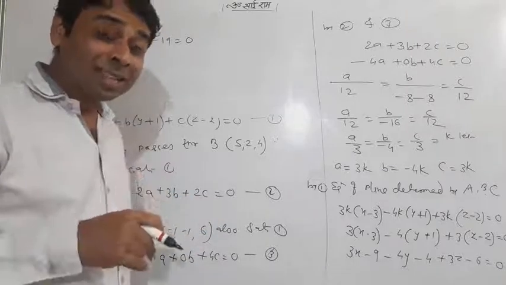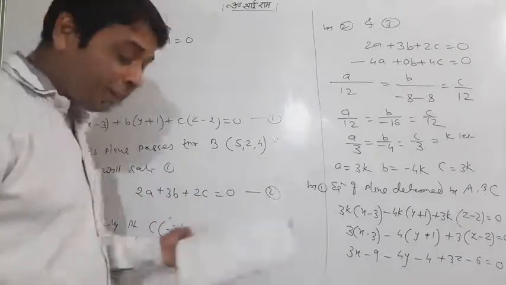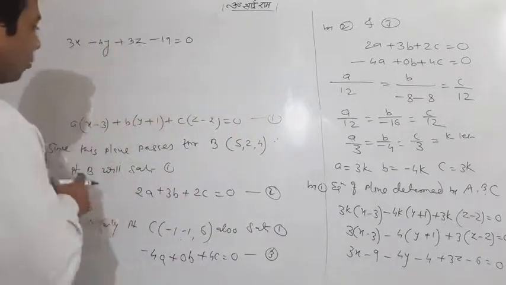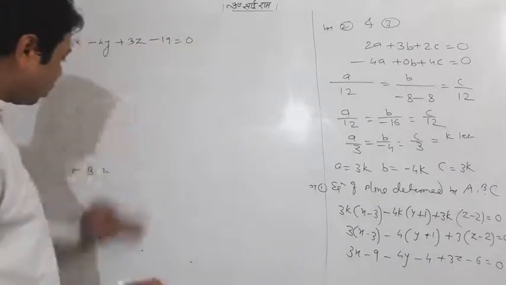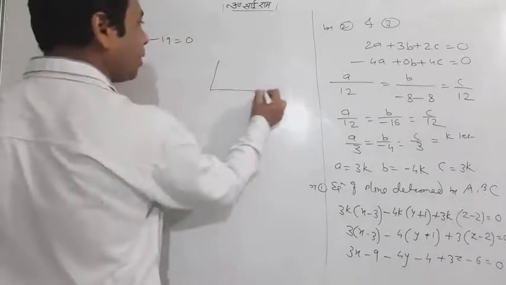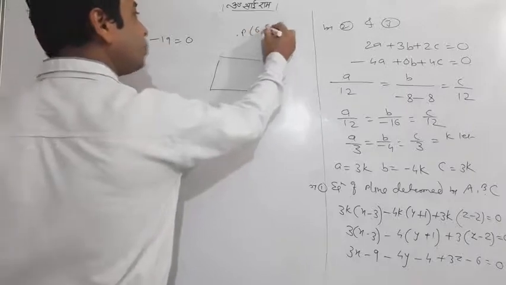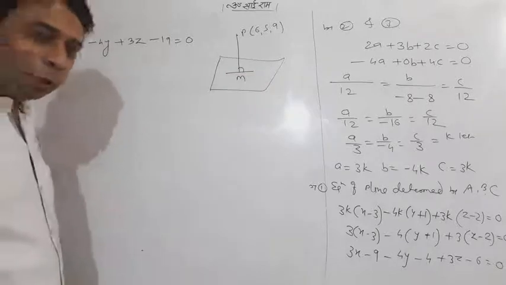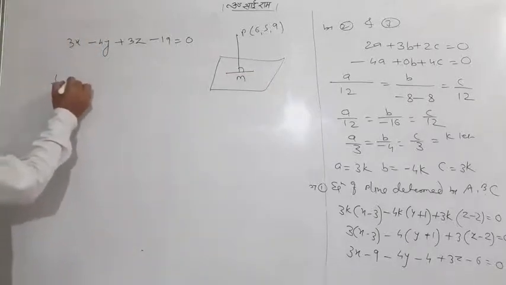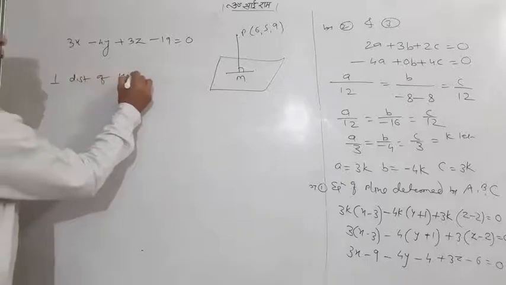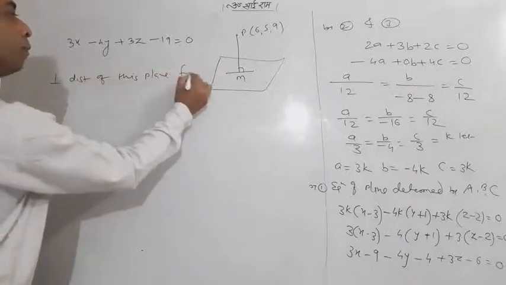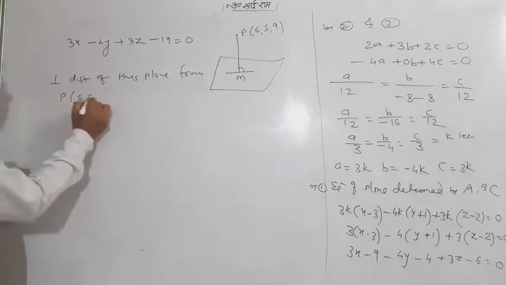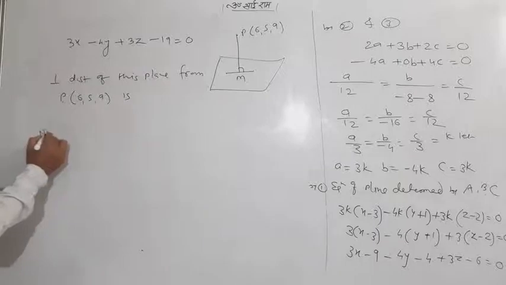What does the question ask? Find the distance of this plane from the point (6, 5, 9). The question is very common. The situation is just like this: this is the plane we obtained, and this is the point (6, 5, 9). We want to find the perpendicular distance, and you know it. So what answer can we give for the perpendicular distance of this plane from (6, 5, 9)?